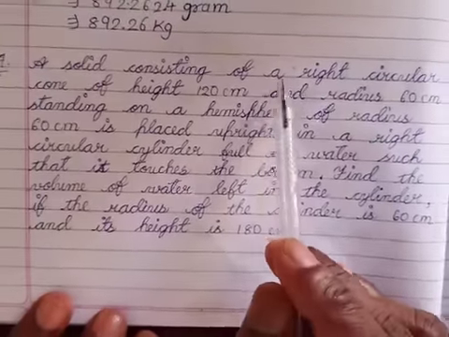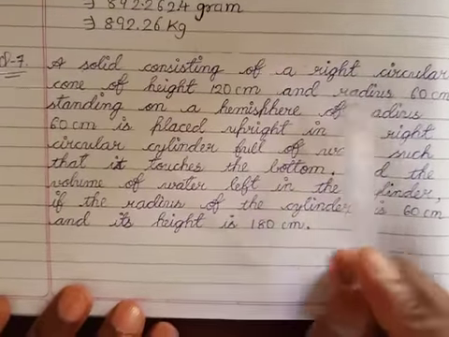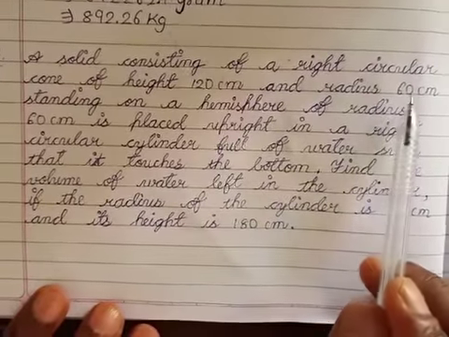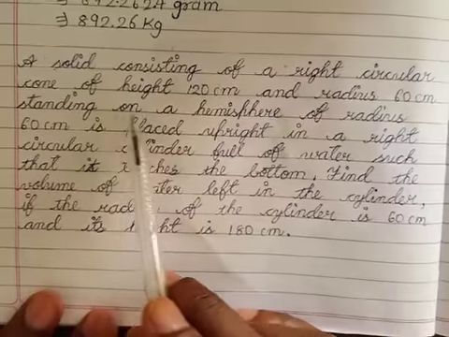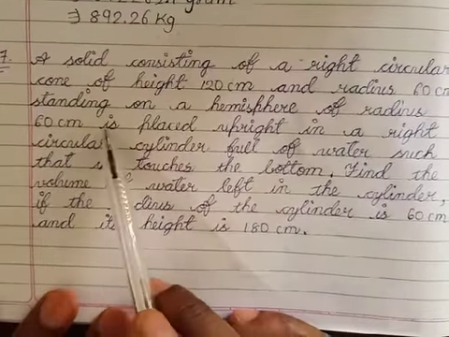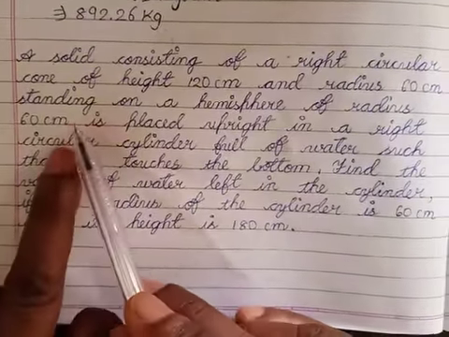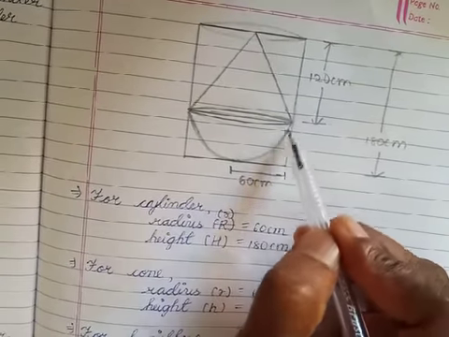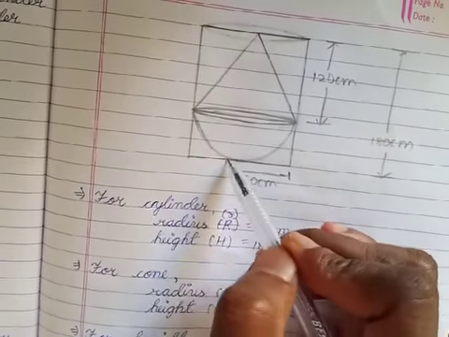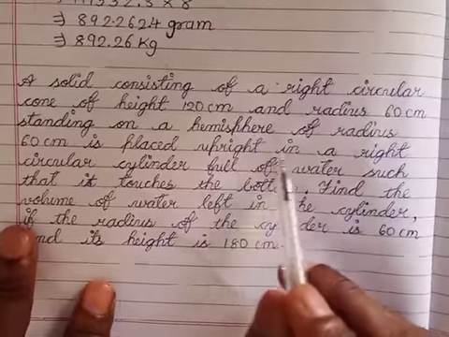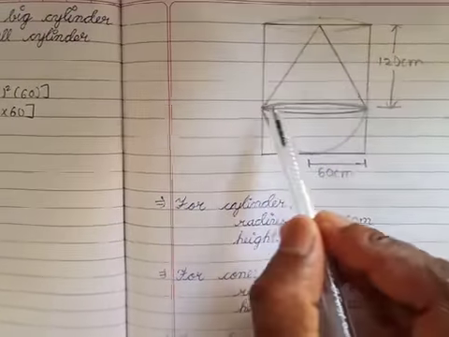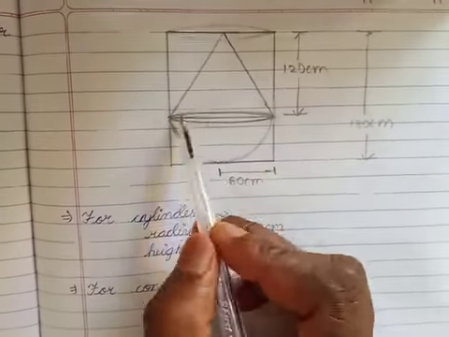It consists of a right circular cone of height 120 centimeter and radius 60 centimeter standing on a hemisphere of radius 60 centimeter. First, you understand this much: it is a cone here and a hemisphere, so the cone is standing on the hemisphere. The second part of it is placed upright, standing like this, not inverted, with the sphere down and the cone on the top.